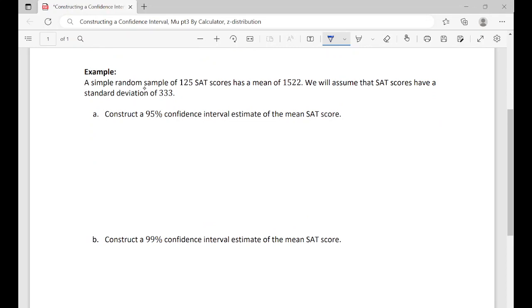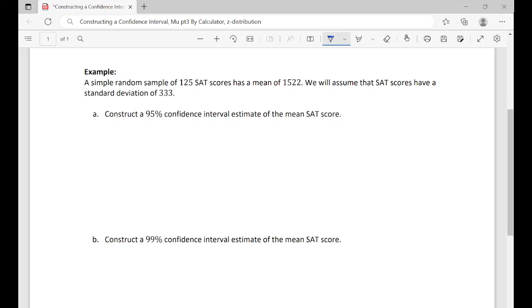So a simple random sample of 125 SAT scores has a mean of 1,522. We will assume that SAT scores have a standard deviation of 333. We are going to construct a 95% confidence interval to estimate the mean SAT score.